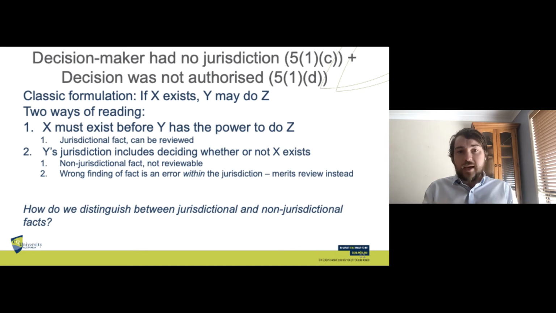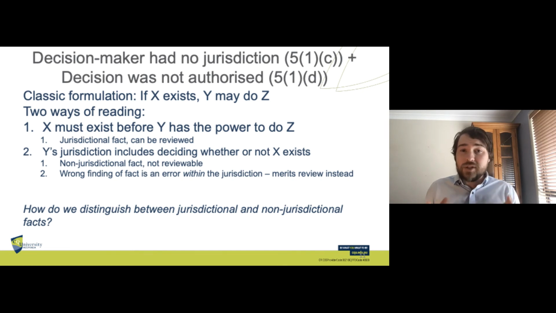If we're going under the second category, if it's a non-jurisdictional fact, then an error in the fact finding, in deciding whether the dog is dangerous or not, would not be reviewable under judicial review. We can only look at it as a question of merits review because it's a decision of fact within the director of animal control's jurisdiction. The legislation states that they've got the power to decide whether the dog is dangerous or not.